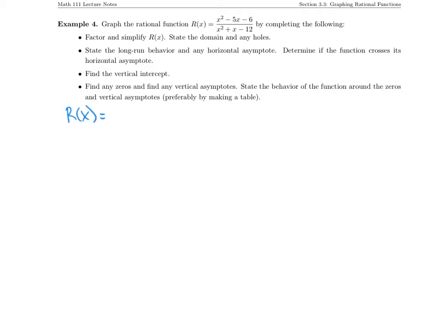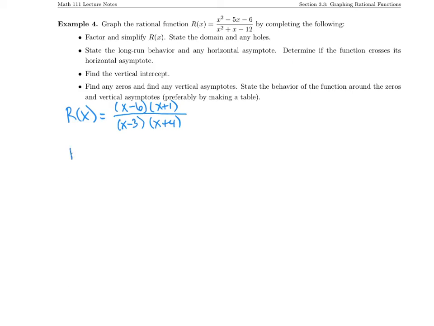We're going to factor this. We're looking for 2 numbers that multiply to negative 6 and add to negative 5. And that's going to give us x minus 6 and x plus 1. This is not going to be x minus 2 and x minus 3, because a negative 2 times a negative 3 gives us a positive 6. And then in our denominator, we're looking for 2 numbers that multiply to negative 12 and add to 1. And that's going to be x minus 3 and x plus 4. So I factored, I looked at this, nothing cancels, so I've already simplified.